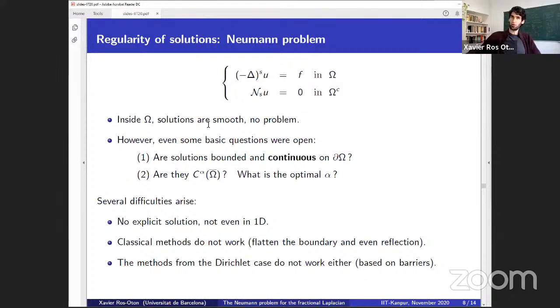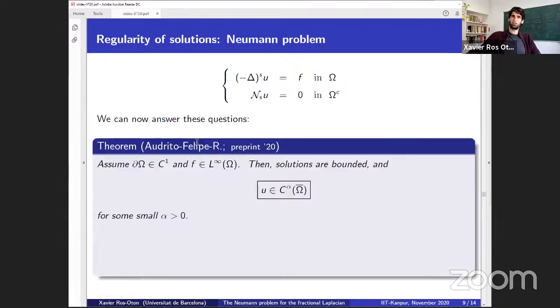These are the difficulties that we have when studying the Neumann problem. Now we can answer these questions. This is joint work with Alessandro Audrito and Juan Carlos Felipe-Navarro and myself, a preprint that we finished this year. Our main result says the following. If Omega is a C^1 domain and f is, say, bounded, then solutions are bounded, continuous, and moreover they are C^alpha for a small positive alpha. There exists a universal alpha, depending only on n and s, kind of explicit but a tiny number, for which solutions are C^alpha uniformly up to the boundary. So this answers the questions: solutions are bounded, yes. Solutions are continuous, yes. Solutions are Hölder continuous, yes. Now it remains only to answer the question of whether you can say what the optimal alpha is.